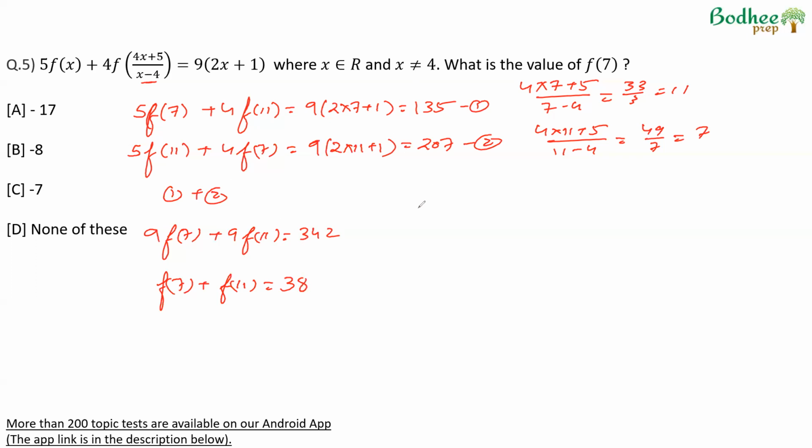Then what we do is we subtract the second equation from the first one. So 5f7 minus 4f7 is f7. 4f11 minus 5f11 is minus f11. 135 minus 207 will be a negative value, 65 and 7, 72. This is equation 3, minus of 72. This is equation 3. This is equation 4.